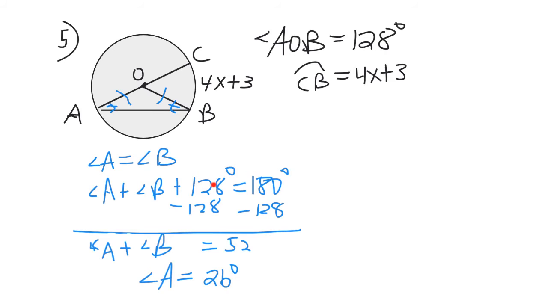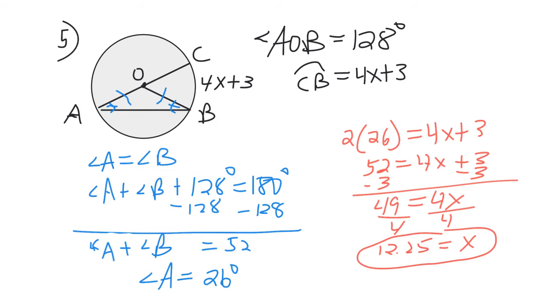A plus B plus 128 is the entire triangle, so that adds to 180 degrees. And I can solve that out to find that angle A, which is the same as angle B, must be 26 degrees. Angle A is also an inscribed angle. If I follow it all the way through to C, I can see it's an inscribed angle, and that's going to help me solve for x. So I have twice the inscribed angle, and that equals 4x plus 3. I can do things to both sides and get an answer.